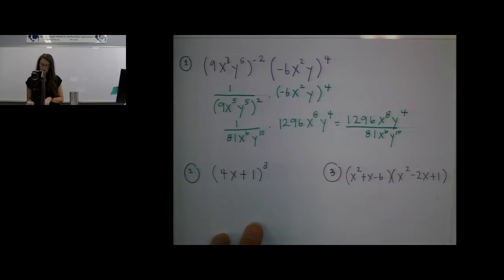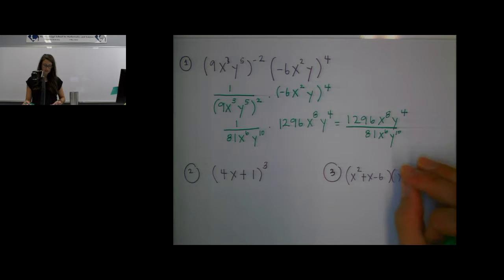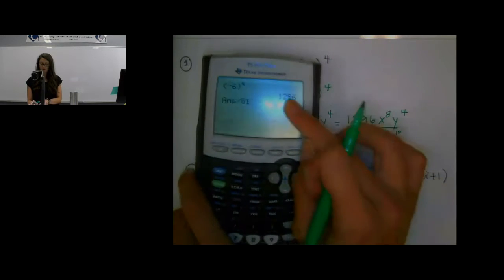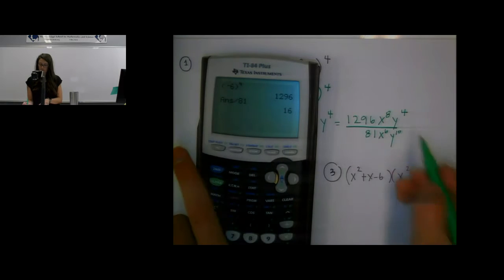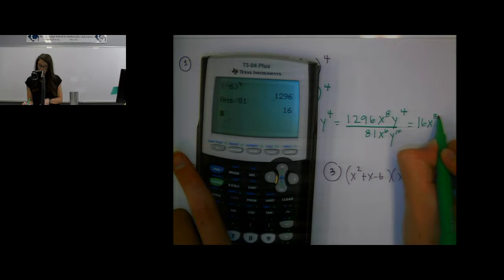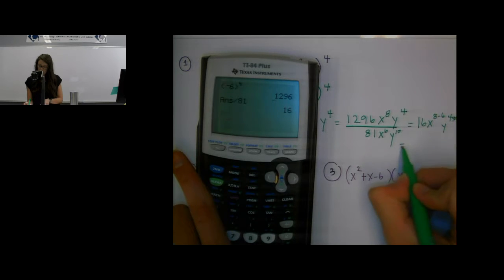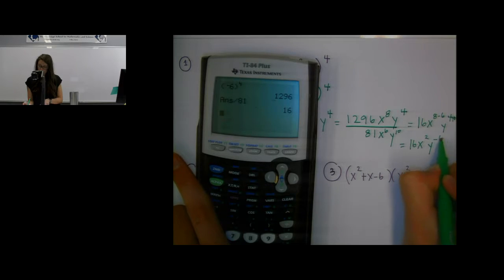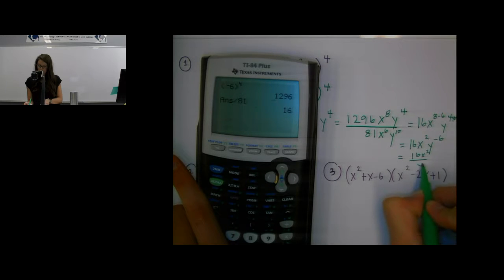Okay, so 1296, x to the 8th, y to the 4th, basically over 81, x to the 6th, y to the 10th. So I'm going to subtract my exponents, and I'm also going to divide. So 1296 divided by 81 gives you 16. And then this will be x to the 8 minus 6, y to the 4 minus 10. So this will be 16x squared, y to the negative 6. So we'll then move the negative 6 to the bottom, so y to the positive 6 down there.